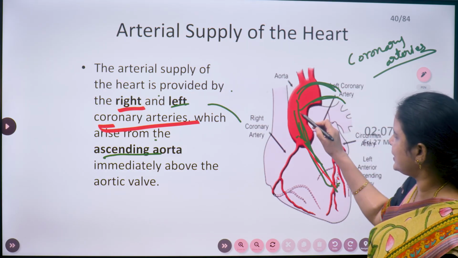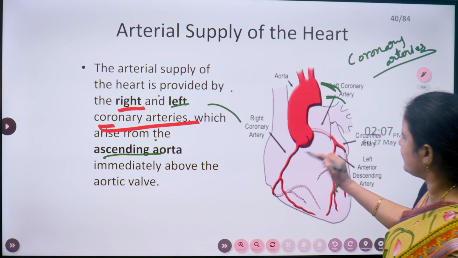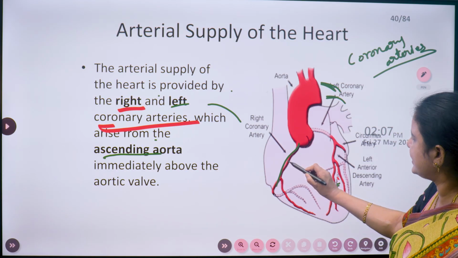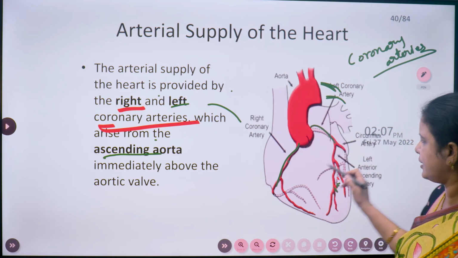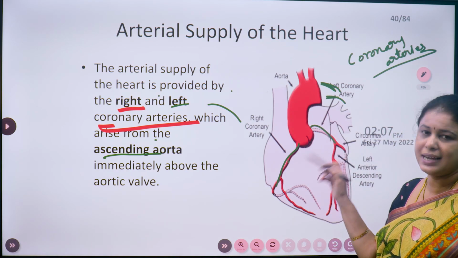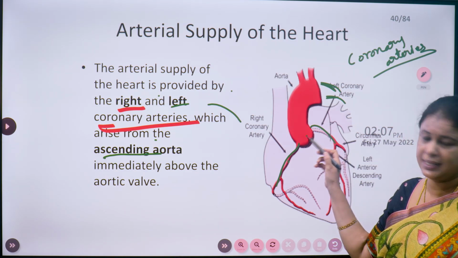From this ascending aorta we have right and left branches. This is the right coronary artery, and this is the left coronary artery. Coronary arteries arise from the ascending aorta.